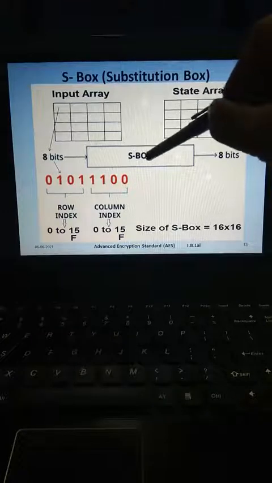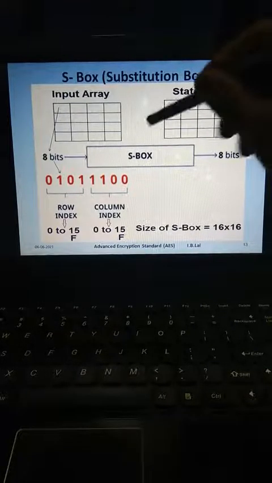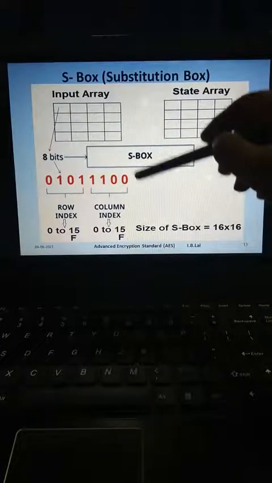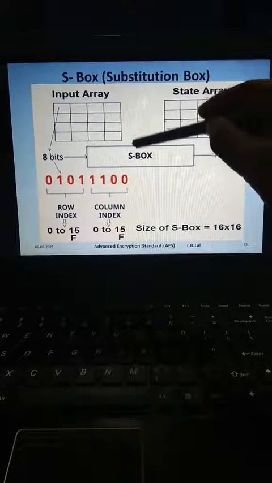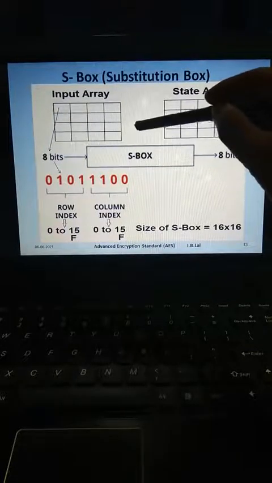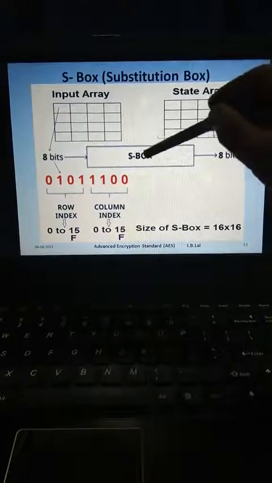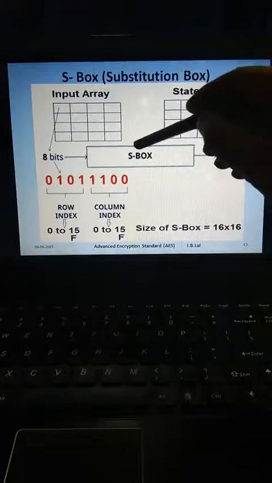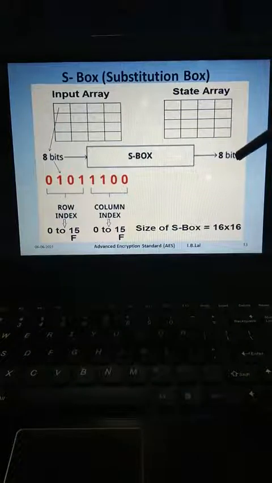We have also seen the S box in the DES algorithm. In the DES algorithm, the input is 6 bits and the output becomes 4 bits. 2 bits are lost. In the DES S box, 6 bits are input and 4 bits are output. But in AES, there is no loss or gain of bits. 8-bit input and 8-bit output.